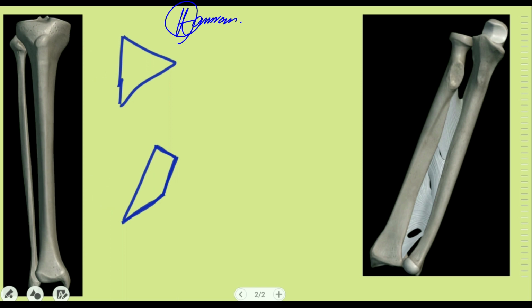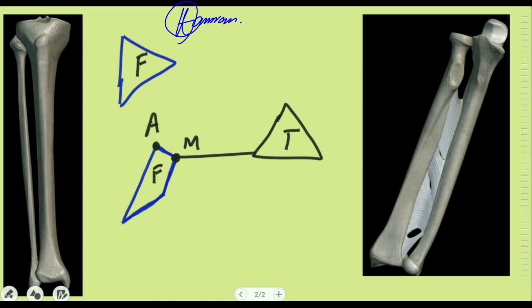But this is not so. Let me explain to you the exact borders and surfaces of the fibula bone. This one is the medial border of the fibula bone, which has got attachment to the interosseous membrane and then gets attached to the tibia bone. Very close to the medial border towards the outer aspect, this border is the anterior border of the fibula bone. And against the anterior border, this one is the posterior border of the fibula bone. So these are the 3 borders of the fibula bone: medial, anterior and posterior.